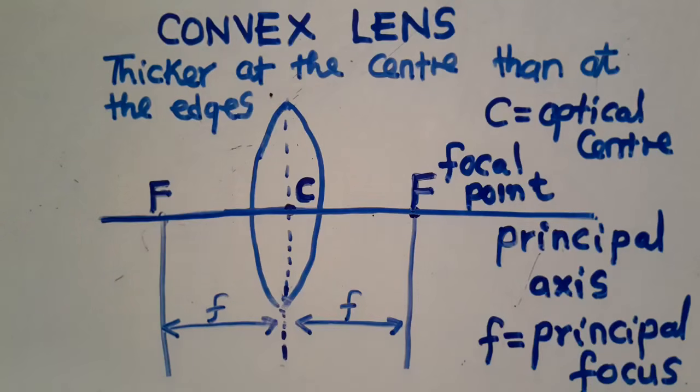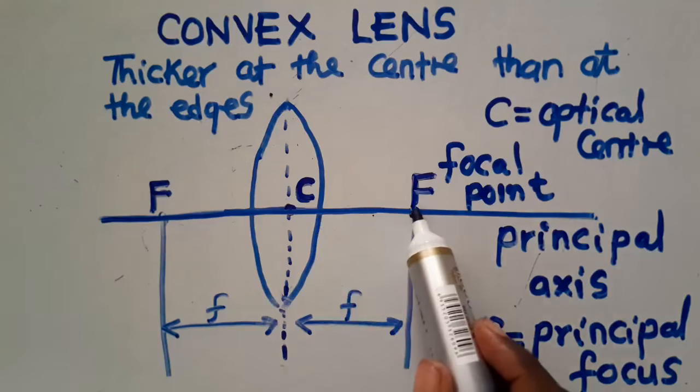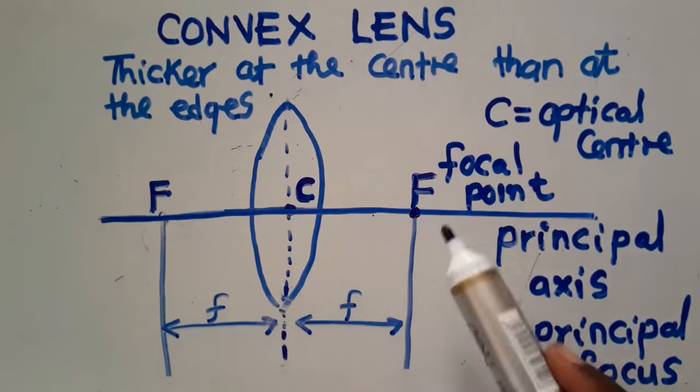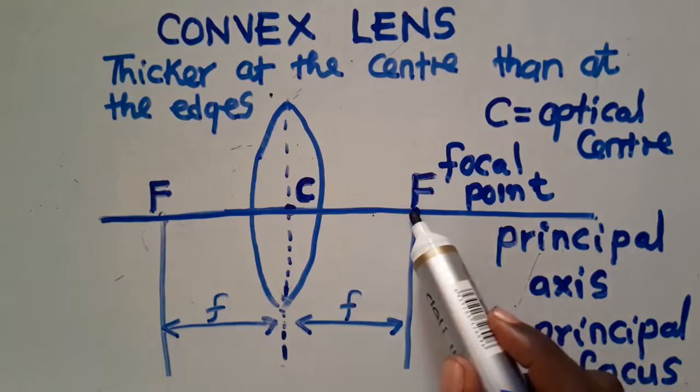This is a point where rays parallel to the principal axis converge. Have you seen this one? It is here. This is the point where rays parallel to the principal axis converge. So they converge at this point.